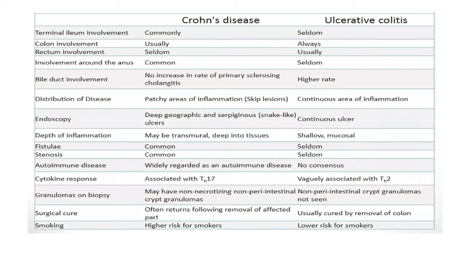Disease often returns following surgical removal of the affected part. Surgical cure: usually Crohn's is a relapsing condition, while in ulcerative colitis, once the inflamed part of the colon is removed, it is curable. Then smoking. Crohn's disease has a higher risk for smokers, while ulcerative colitis has a low risk for smokers. So you need to remember this table. These differences are important. Clear?